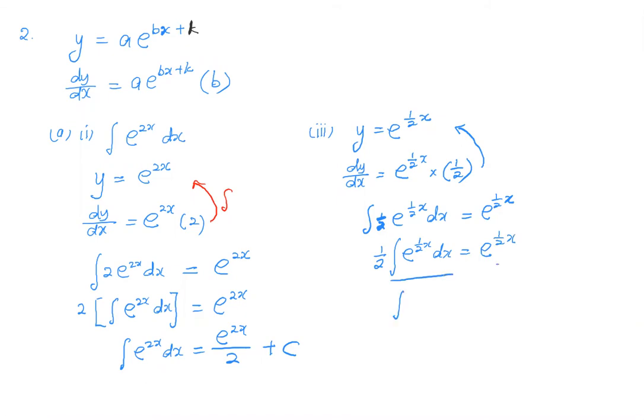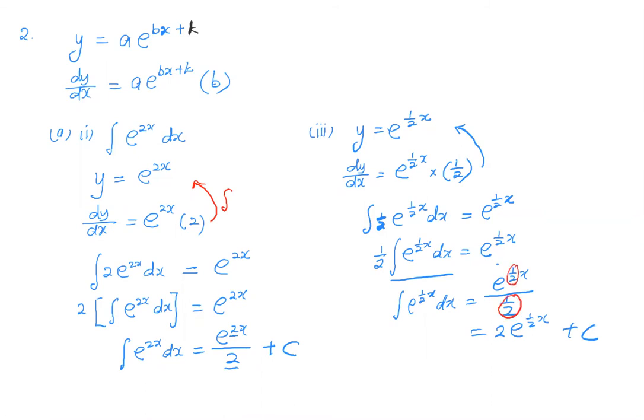So this thing will be equal to, divide by half, am I right? So that means 2 times of this, am I right? So you see how the formula goes. If here is 2, you divide by 2. If here is half, you divide by half.